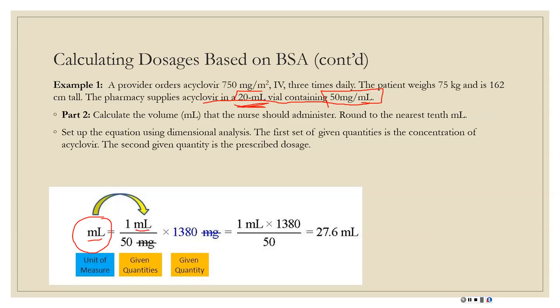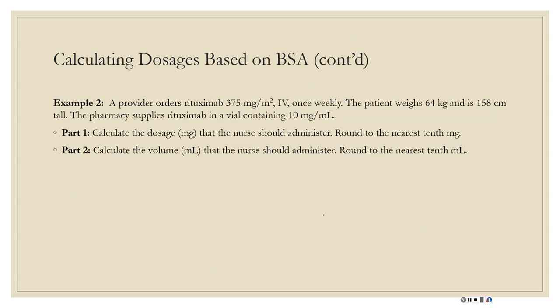So the information that we really need to know is how many milligrams per milliliter. So here's where we have our 1 milliliter over 50 milligrams, and then we're going to enter in that 1380 from that last equation. Our milligrams cancel out, and we take 1380 divided by 50, and we get 27.6 milliliters. All right, so now we have done part 1 and part 2.